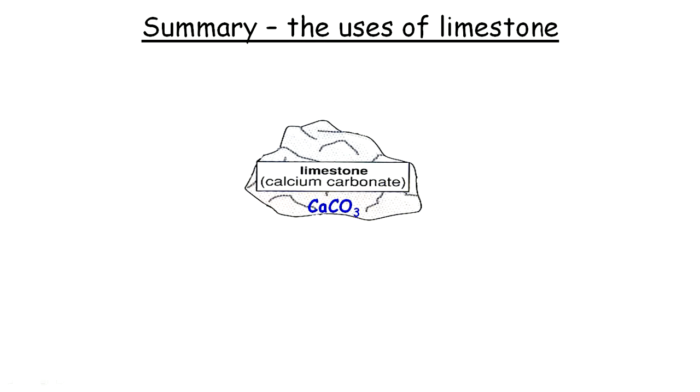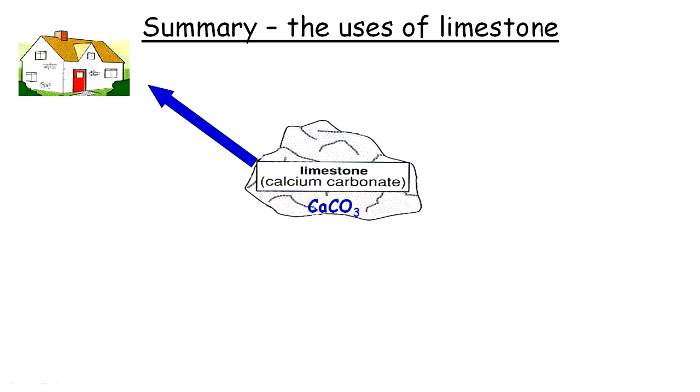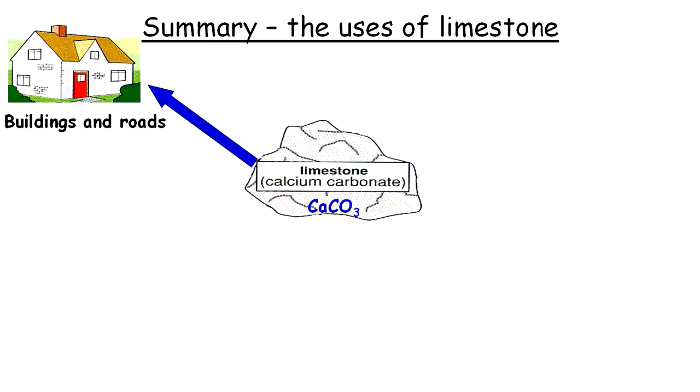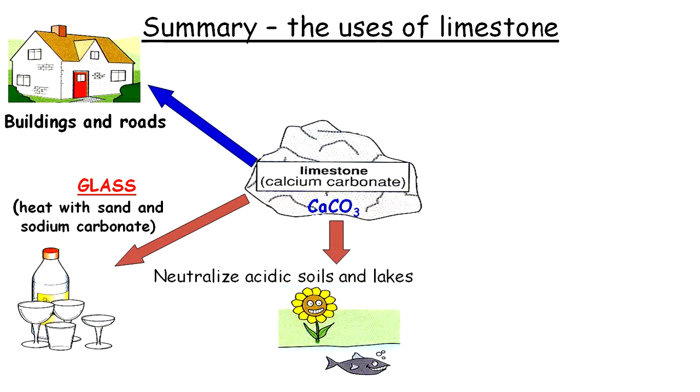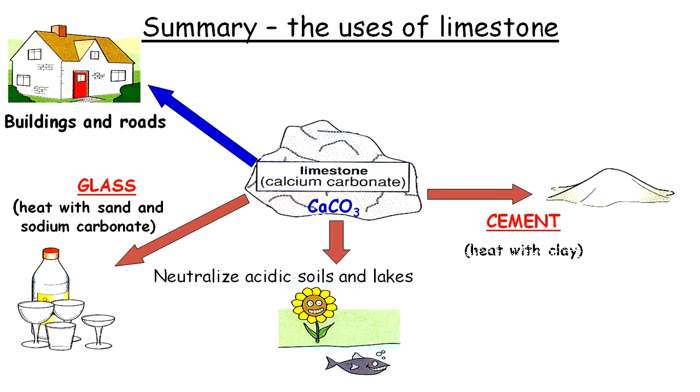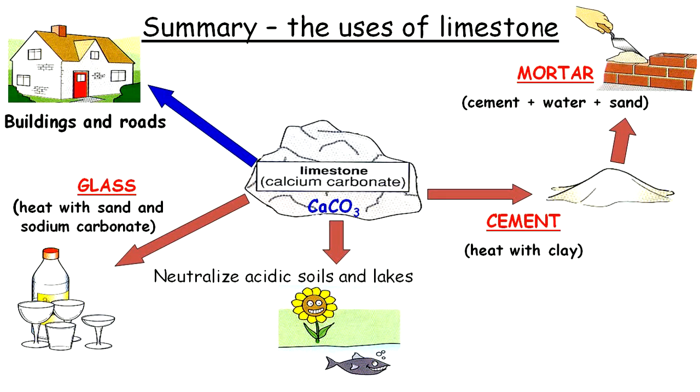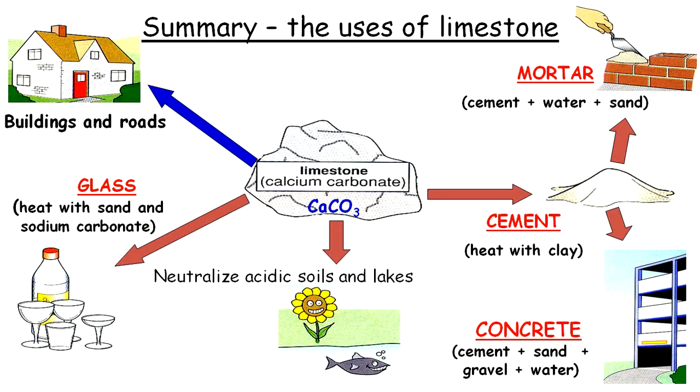Summary: the uses of calcium carbonate. Calcium carbonate is the scientific name for limestone. It has the formula CaCO3. It's used in buildings and roads, to make glass, to neutralize acidic soils and lakes, to make cement by heating it with clay, and from the cement you can make mortar by adding water and sand. You can make concrete from cement by adding sand, gravel and water.